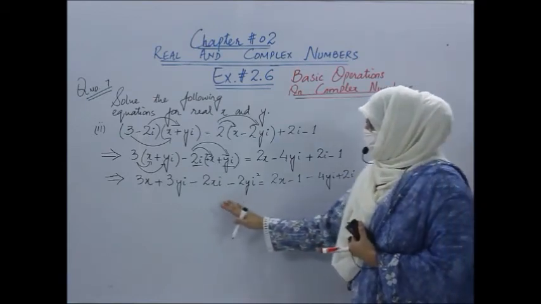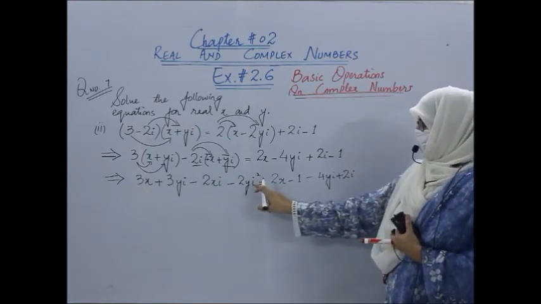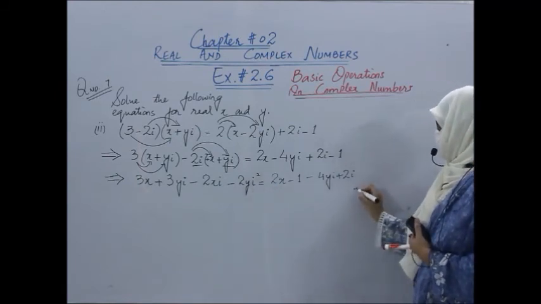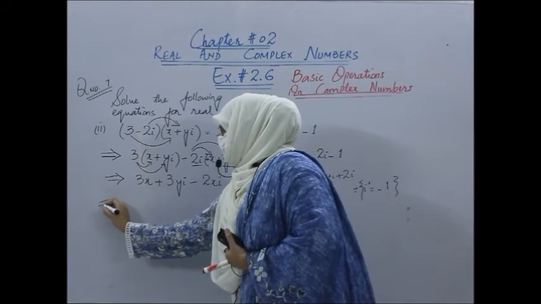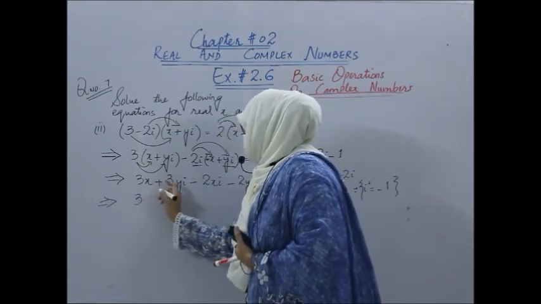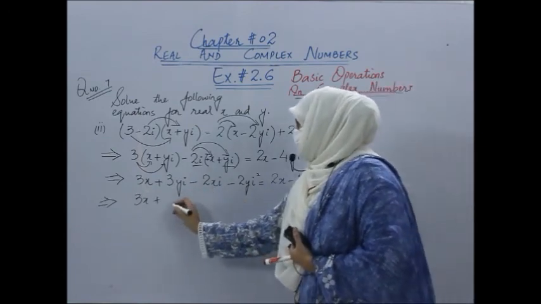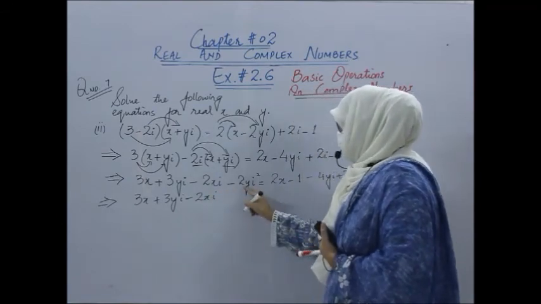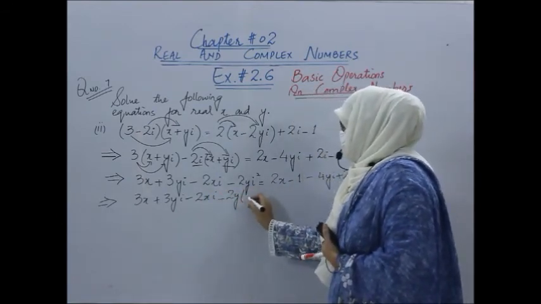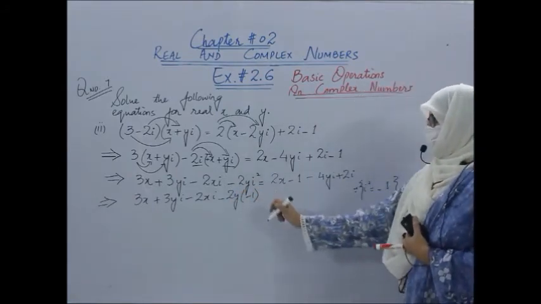Fine. Now we will solve this side. First of all, we will put down the value of iota square. What is the value of iota square? That is minus 1. Then we will rewrite the above equation. First of all, 3x plus 3y iota, 2xy iota as it is. What about this? Minus 2y into minus 1. Fine, we'll put the value of iota square.